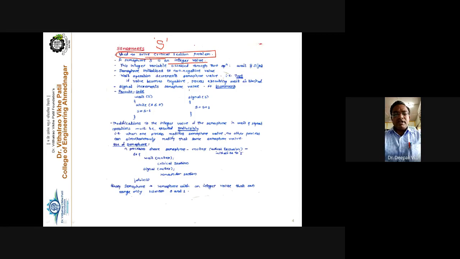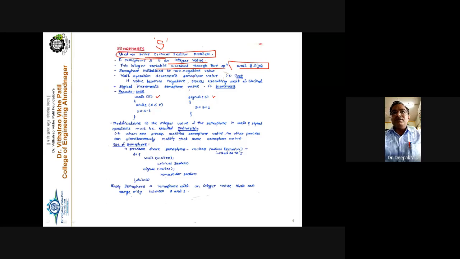Or you can have a flag, or a boolean like yes or no, or the flag is set to 0 or 1, a binary variable, for example 0 or 1. So this integer variable is accessed through two operations, that is wait and signal. So a semaphore is a combination of two functions, and these two functions are the wait function and the signal function.